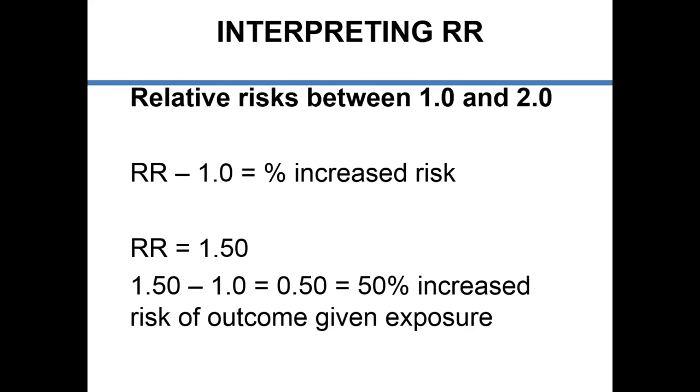Okay, interpreting the relative risk. Between 1.0 and 2.0, you simply subtract 1.0 from the risk ratio, and it tells you the increased risk. Remember I said 1.7 means 70% increased risk? 1.2 equals 20% increased risk? That's how you would do it when the relative risk is between 1 and 2. Next slide, please.